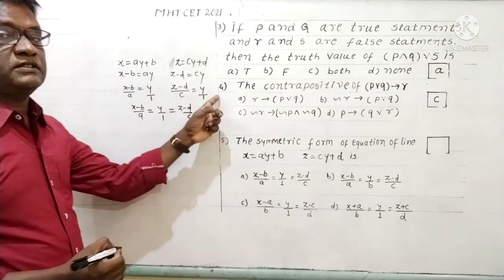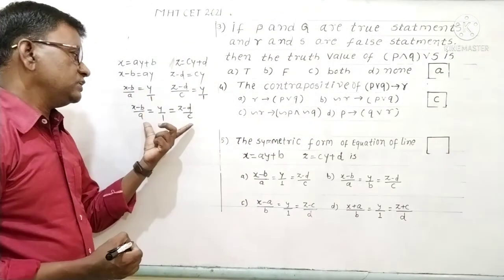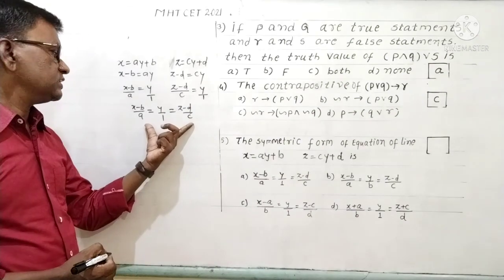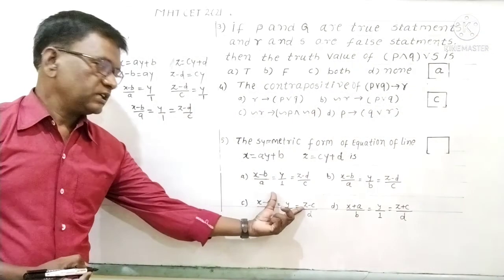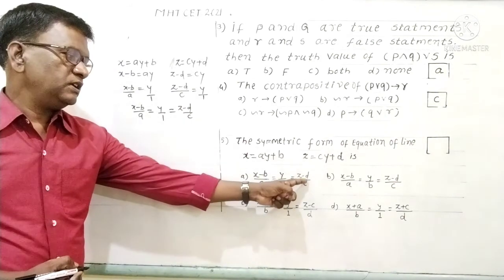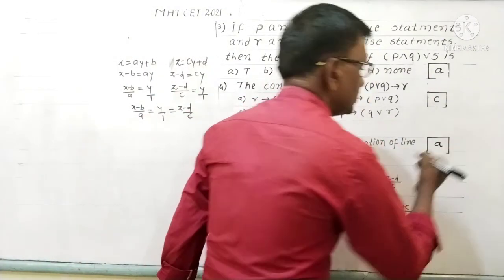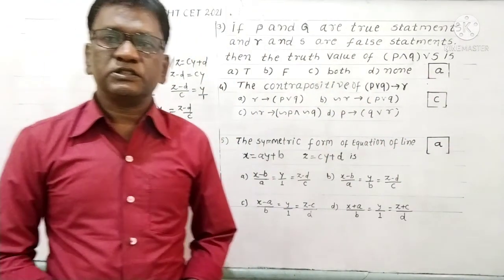As the RHS is the same, you write this relation from these two equations. So which one is correct here? The first one is correct: x minus b by a, y by 1, z minus d by c. So this is the answer. In this way you can solve such types of examples.